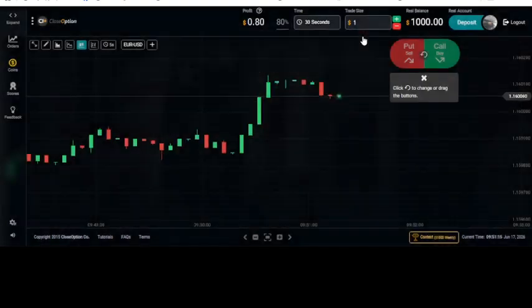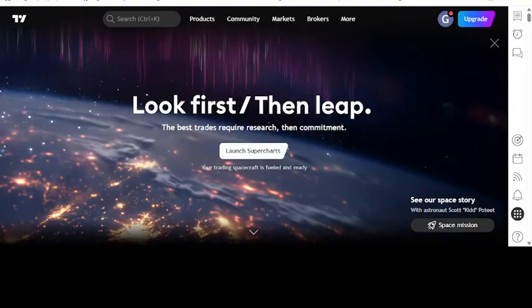So what I'm going to be doing is using a technical indicator here on the TradingView platform. So I'm at tradingview.com. This is the interface of the platform when you sign in. I'm already signed into my account here. This indicator is completely free. You don't need to pay for this indicator.